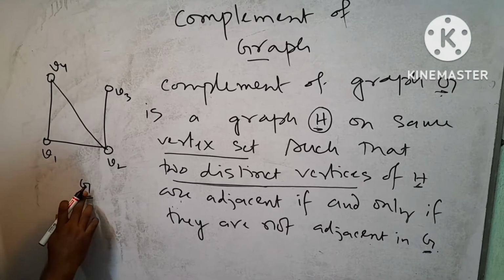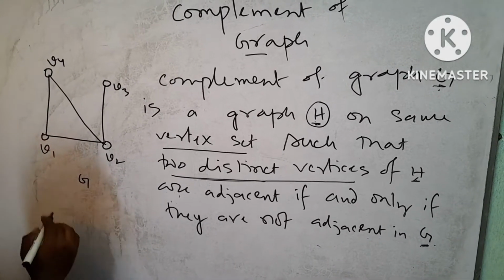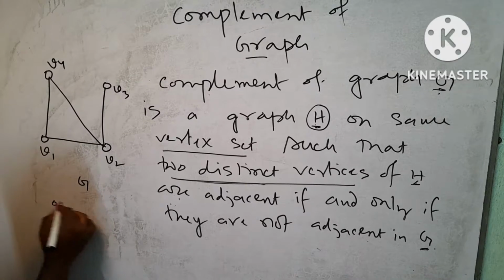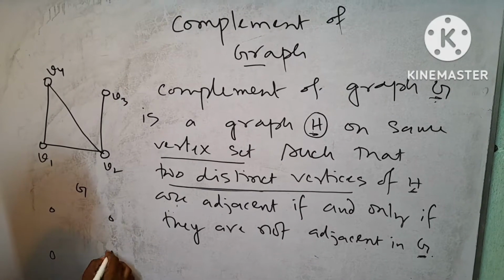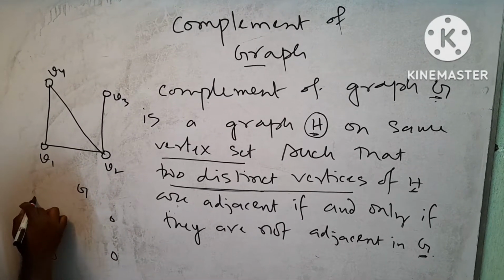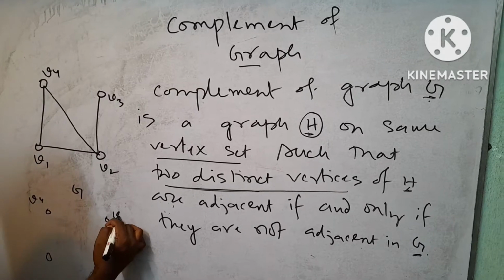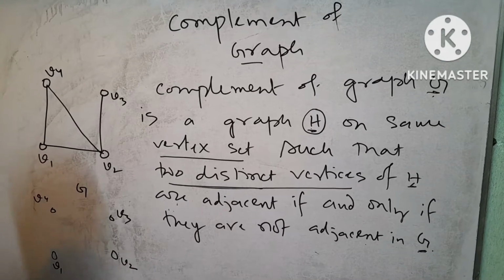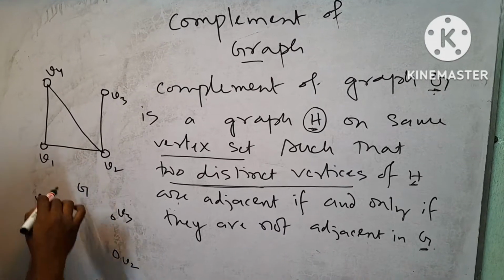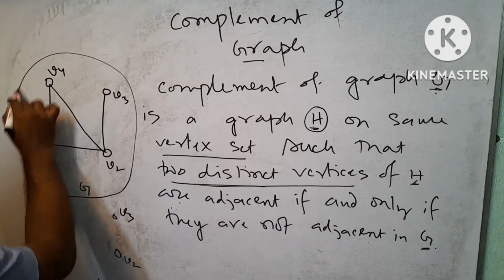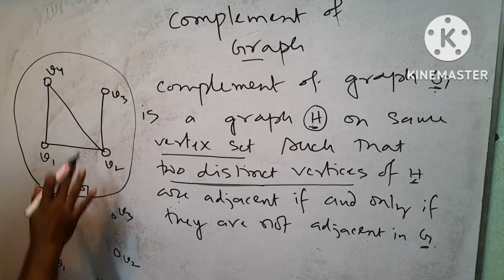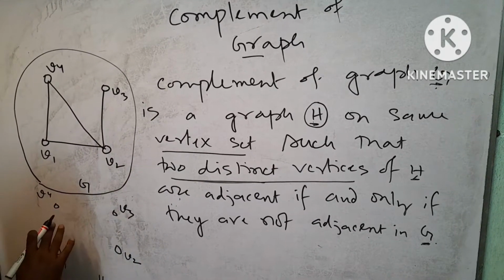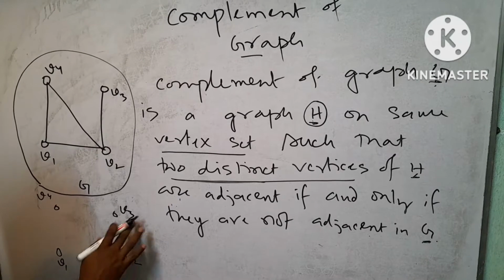Now complement of this graph G is one graph. Both have the same vertex set. So these are four vertices. This vertex is V4. This is V3. This is V2. This one is V1. Suppose this is the graph H. Okay. This is graph G. Now complement of this graph G has the same vertices V1, V2, V3, V4.